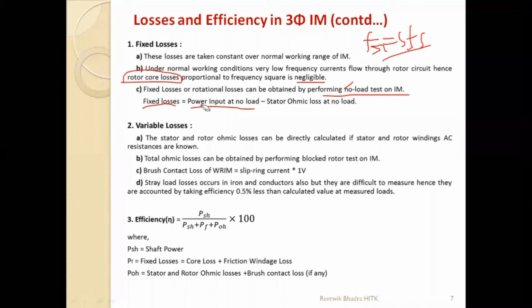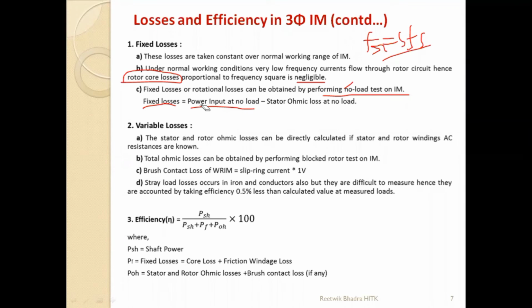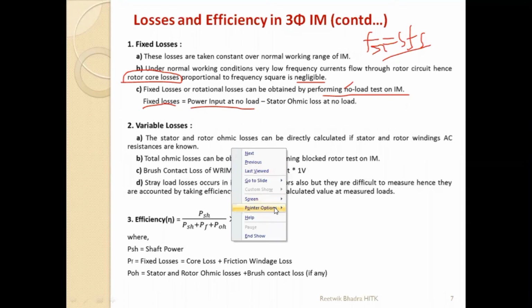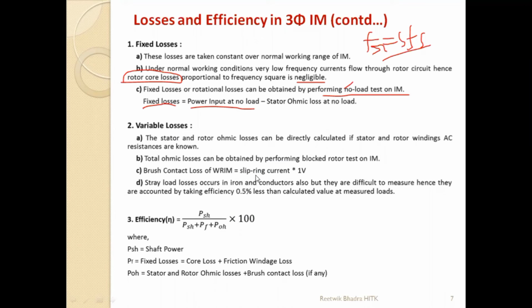Because if I am connecting no load, that means all the power fed into the stator is utilized in the stator only, and no power is transferred to the rotor. So all will be consumed by the stator. What is there in the stator? Winding. So there will be some losses in the stator winding. If you subtract that winding loss from the power, you will get your fixed losses. What are your variable losses? Stator and rotor ohmic losses. And how do you calculate these variable losses? You know, the short circuit test, which is here named the blocked rotor test.